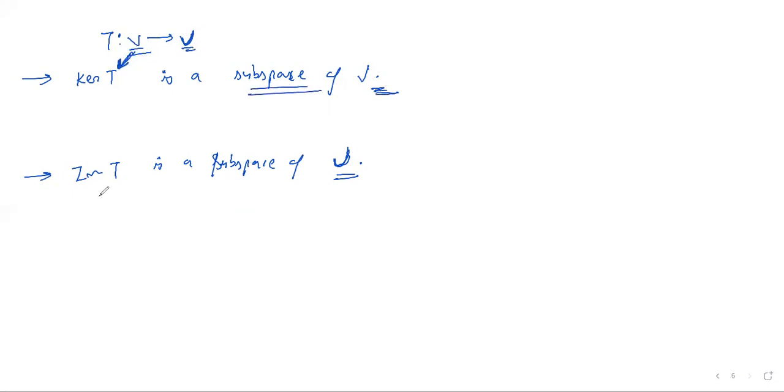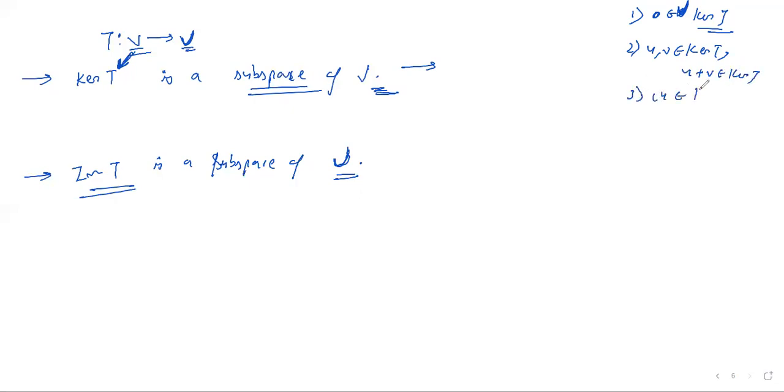It forms the subspace of V, and the image of T is a subspace of U. Let's see it. For a subspace, there are three things: the zero vector belongs to that vector space. As it is forming a subspace, the zero vector should belong to ker T. If there are two vectors which belong to ker T, then the sum of these two vectors also belongs to ker T, that is u plus v belongs to ker T. And similarly the third one is that cu also belongs to ker T, the multiplication one.